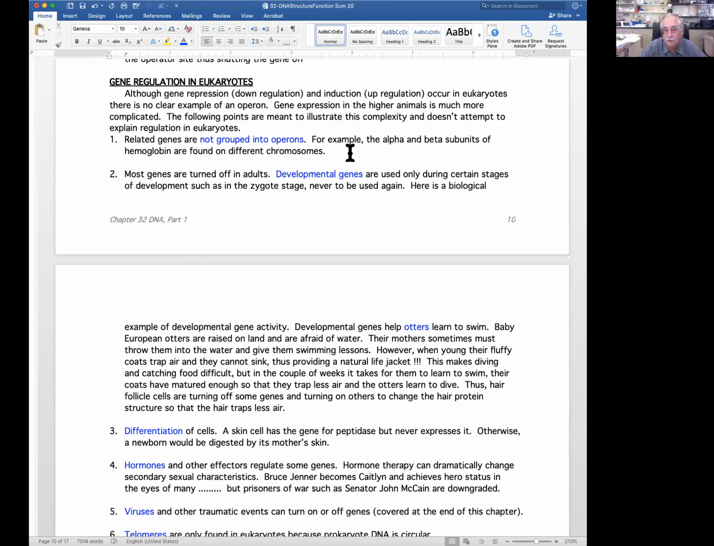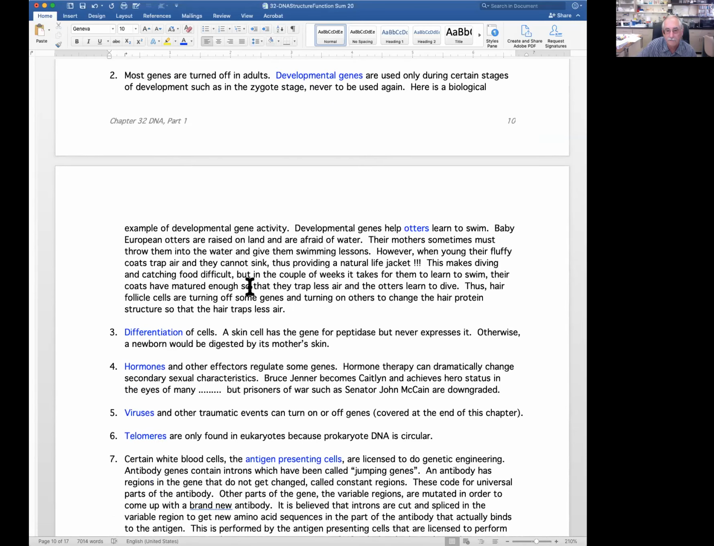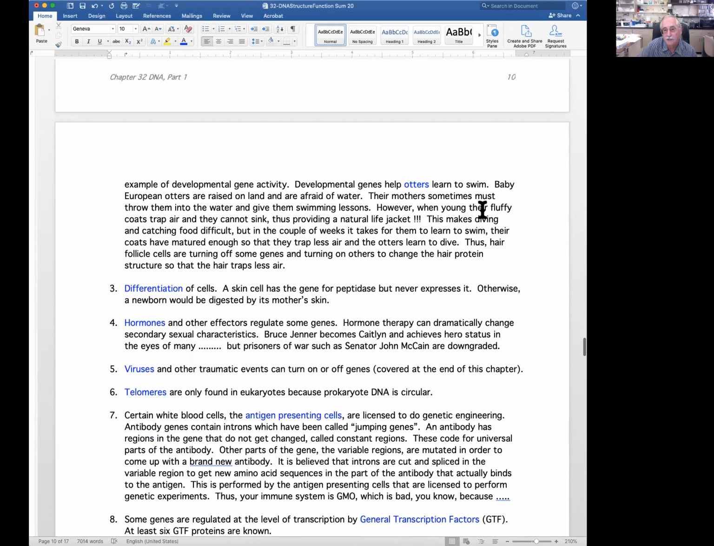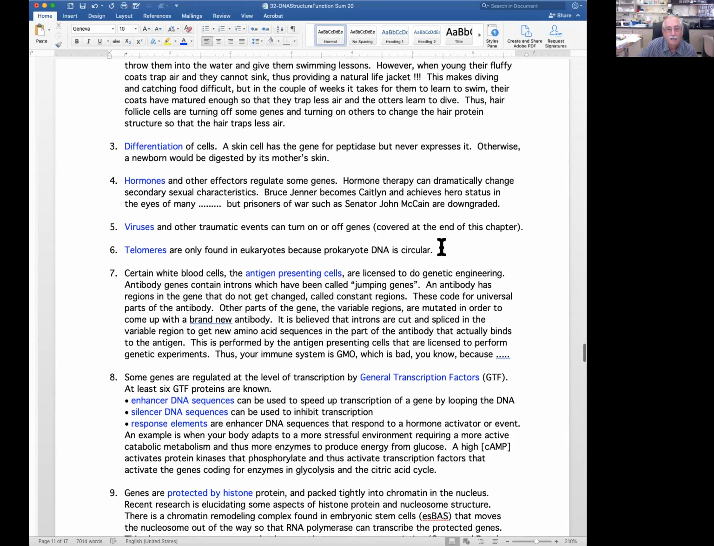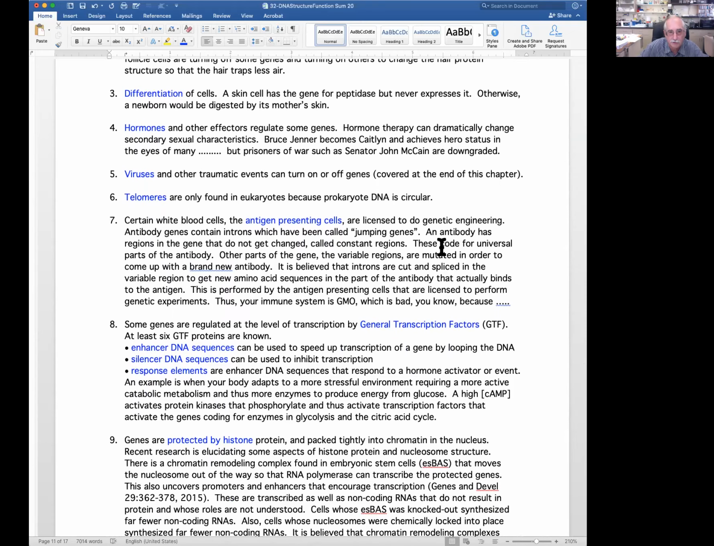Then most genes in adults are turned off. We have developmental genes that are only used in certain stages of development, never to be used again. So here's a kind of a cute example of otters. Those are developmental genes. And then we have differentiation of cells. So a skin cell has the same gene for peptidase as your stomach cells do, but it never expresses. Otherwise, a newborn would be digested by its mother.